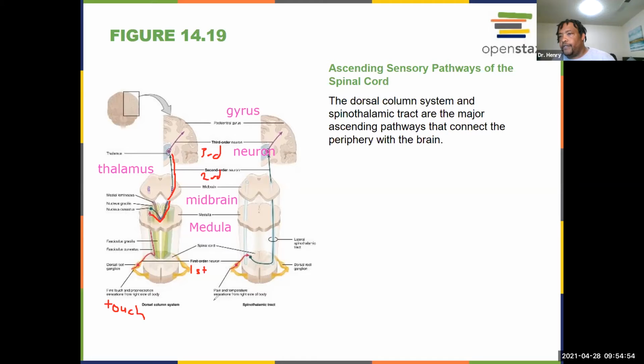In terms of pain and temperature, we go to that first order neuron to the spinal column. Then that takes us to the dorsal root ganglia. It's going to go through the lateral spinothalamic tract, and then that hits the second order neuron. Then we go to the third order neuron, and that takes us to the postcentral gyrus.